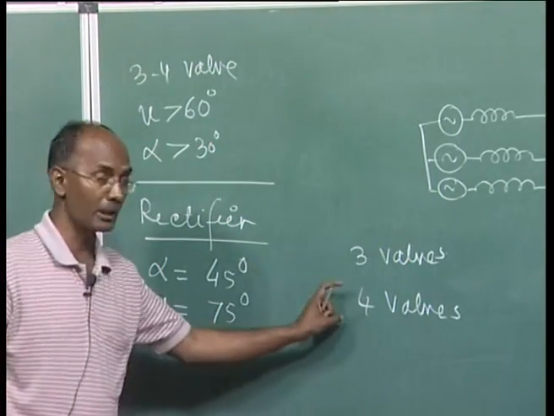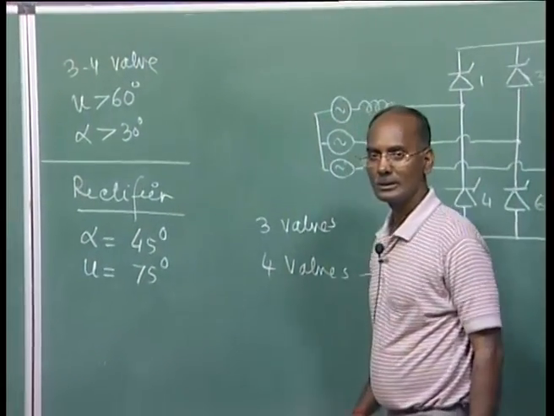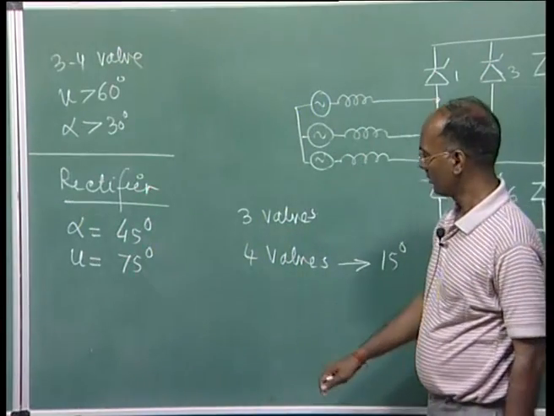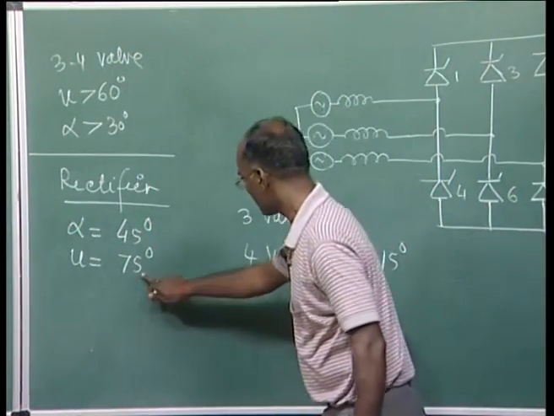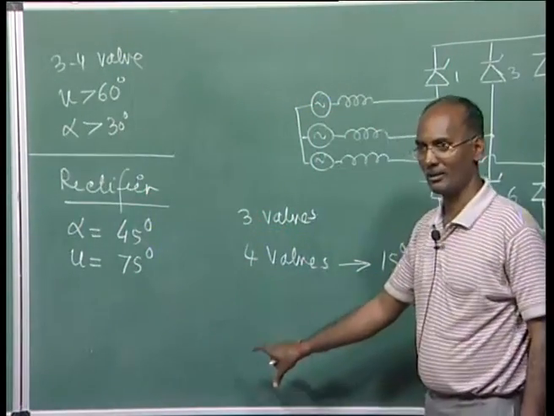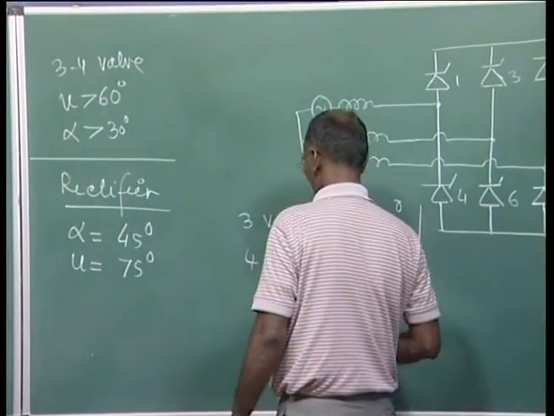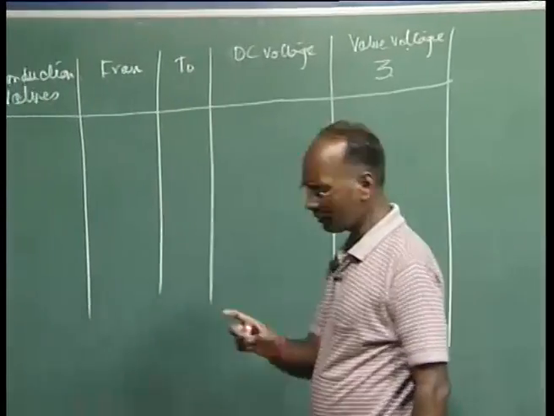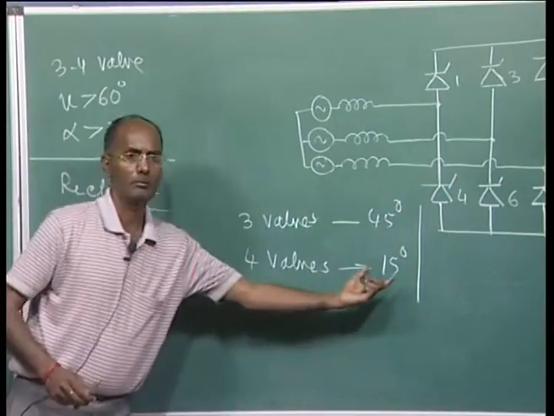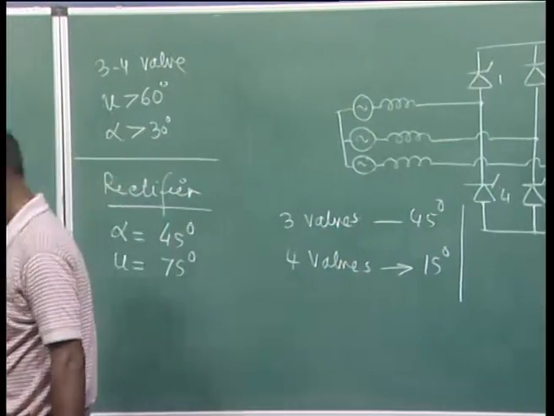Now, you know what will be the period of this. This will conduct for U minus 60, so this will be 15 degree, and this pattern repeats every 60 degree. So, the remaining here will be 45 degree. So, we know whenever the 3 valves are conducting, it will last for 45 degree, and when it is 4 valves, then it will last for 15 degree. This is the duration we are talking about. Here the instant we are talking about.